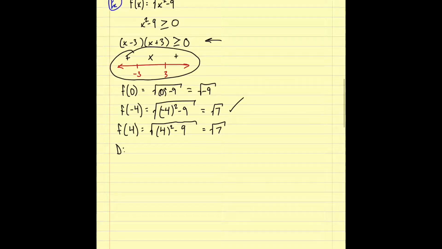So the domain is all numbers less than -3. So you're going to have -infinity up to -3, and this U means union, including 3, and from 3 to infinity. So if you look at that, what this does is it excludes the numbers between -3 and 3. And so that is your domain.